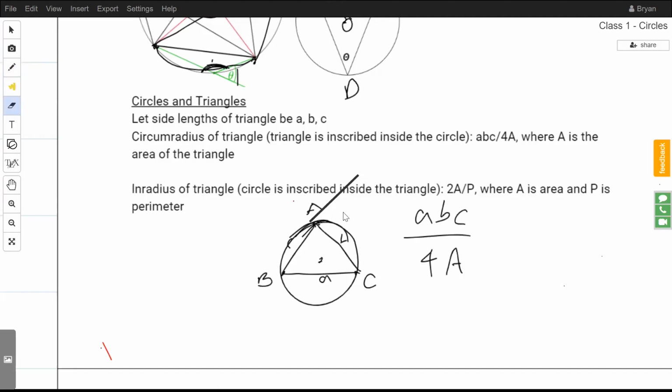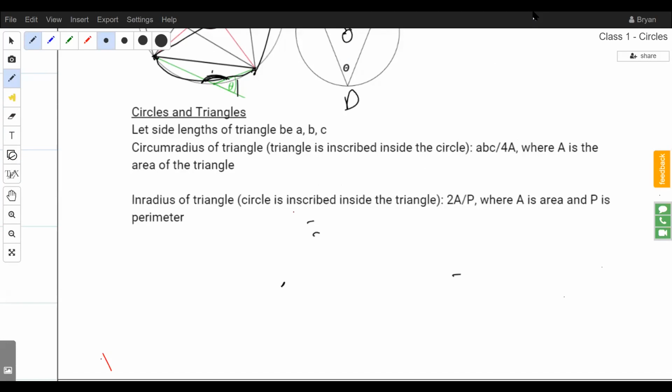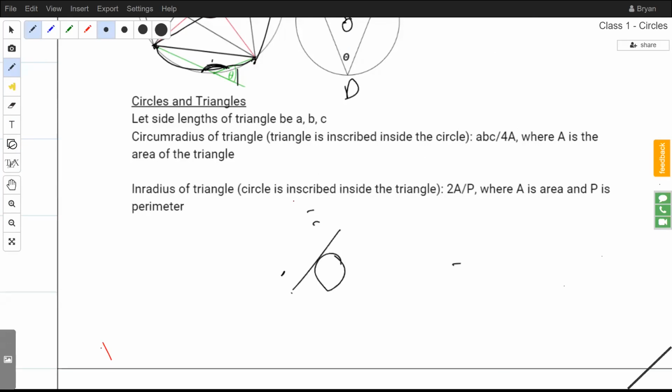And the inradius of a triangle is basically the radius of the circle that we inscribe inside the triangle. So if we have a circle, and then we have a triangle like that, right? Actually, this is a really bad drawing. Let me redraw it.